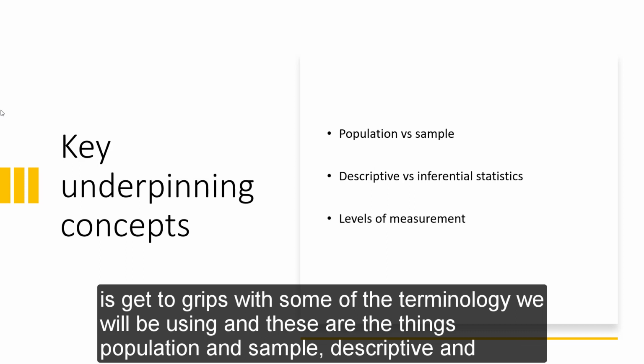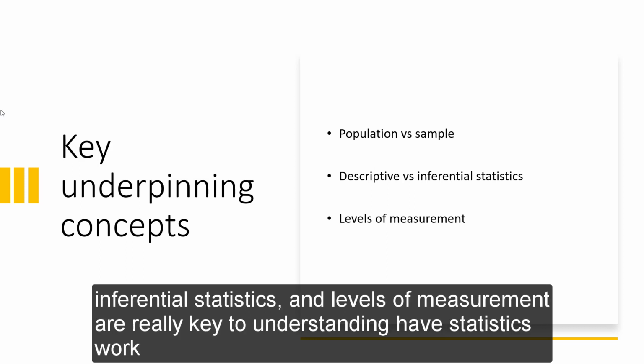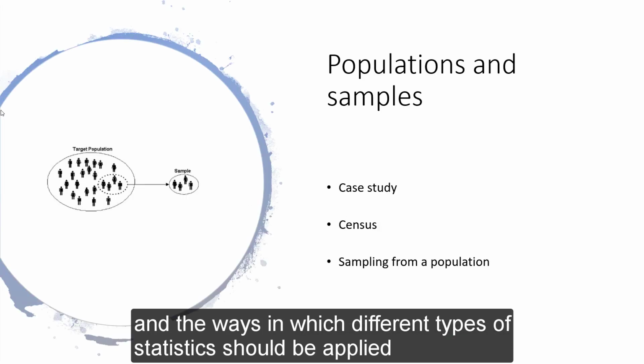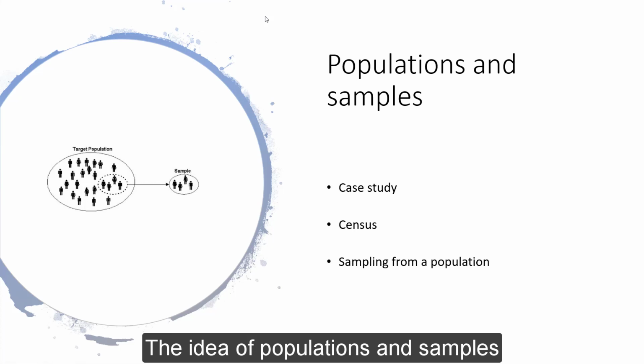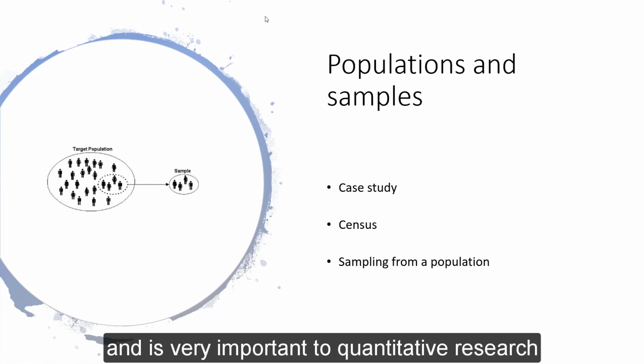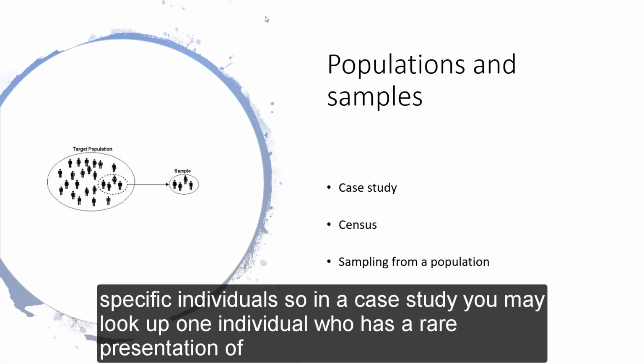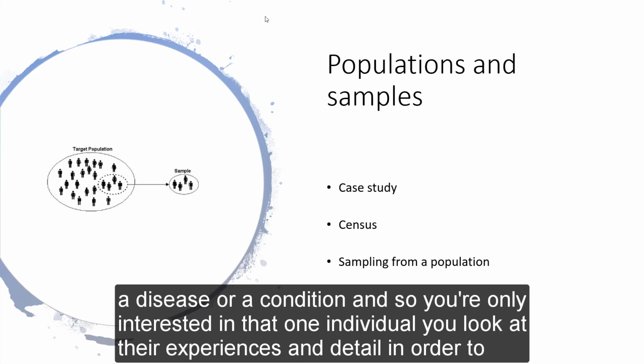Okay, so as I said, the first thing we're going to have to do is get to grips with some of the terminology we'll be using. And these things, population and sample, descriptive and inferential statistics, and levels of measurement are really key to understanding how statistics work and the ways in which different types of statistics should be applied. The idea of populations and samples is very important to quantitative research. Now, in some cases, it might be that you're looking at specific individuals.